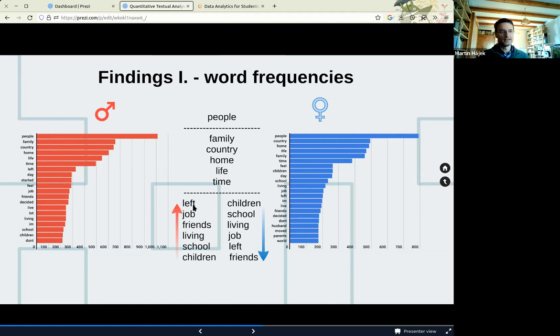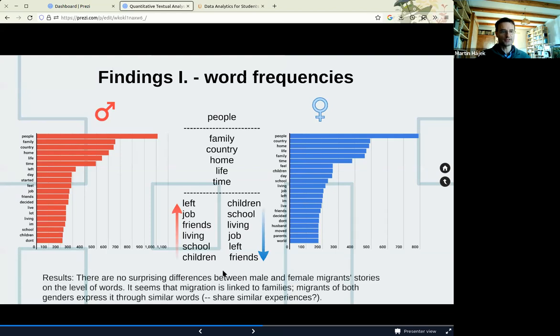For male migrants, there is left, job, friends, living, school, children. And for female migrants, it's vice versa. It starts with children, next school, living, job, left, friends. Just friends makes no symmetry. But we see that this is the only difference in frequent words. And what would be the interpretation of this finding?